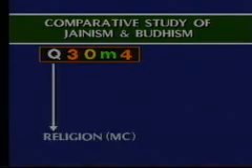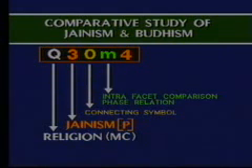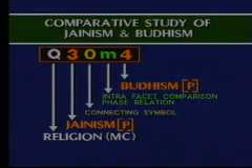To understand intra-facet comparison phase relation, we will take up the title Comparative Study of Jainism and Buddhism. The class number is Q30m4. Q. Religion, main class. 3. Jainism, P. 0. Connecting symbol for phase relation. Small m. Symbol for intra-facet comparison phase relation. 4. Buddhism, P.